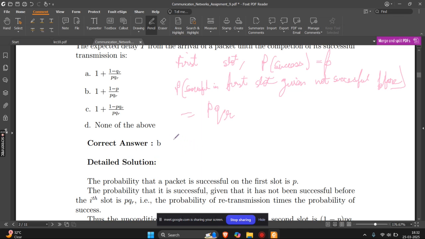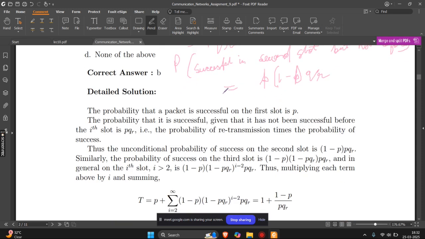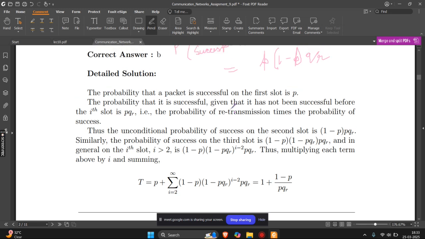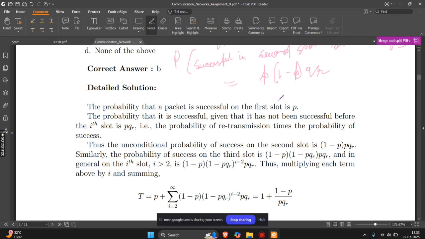Now this is for the first slot. What about the second slot? Successful in the second slot but not before. If it was successful in the second slot but not before, that means it failed in the first slot. So this P is the probability of success, 1 minus P is the probability of failure, times the reattempt rate, QR. Now you go on like this. If you go on like this, you will get a GP.